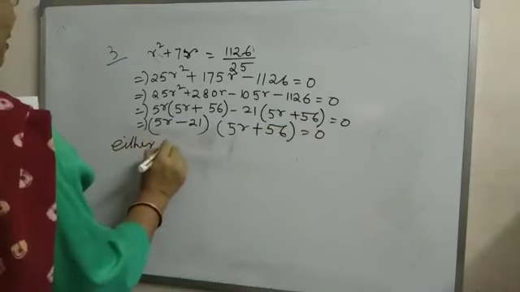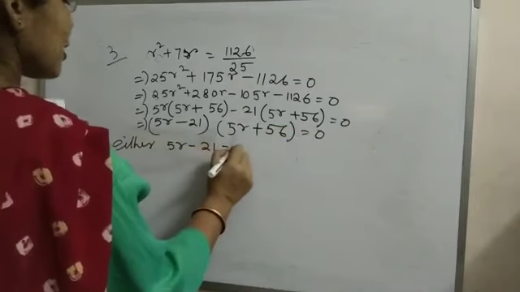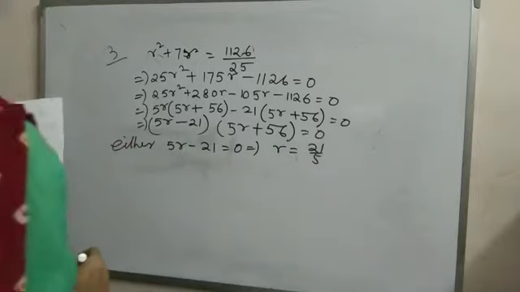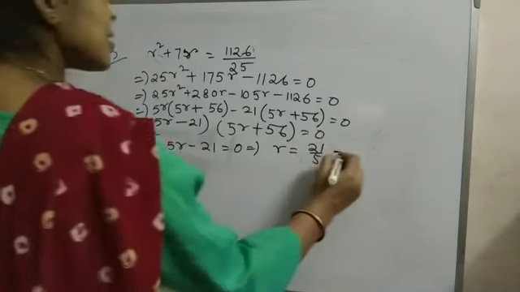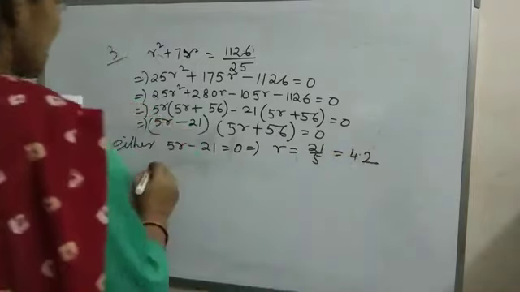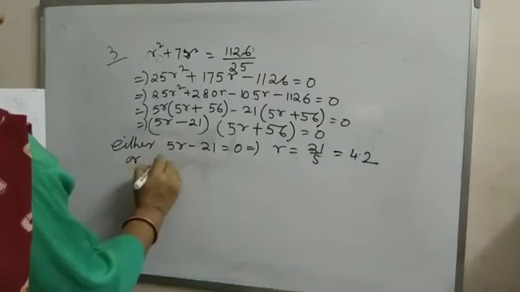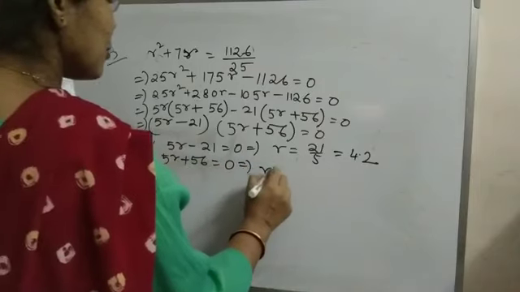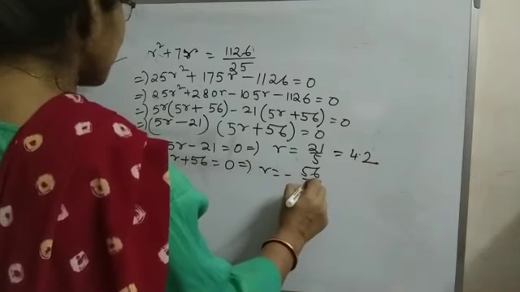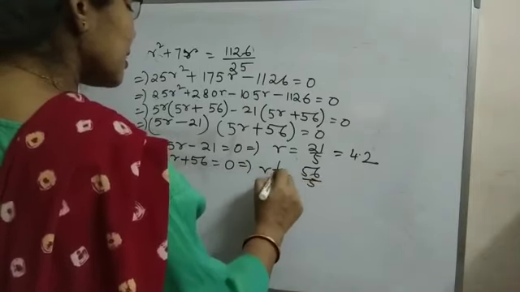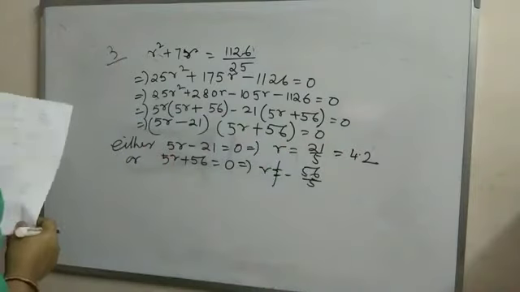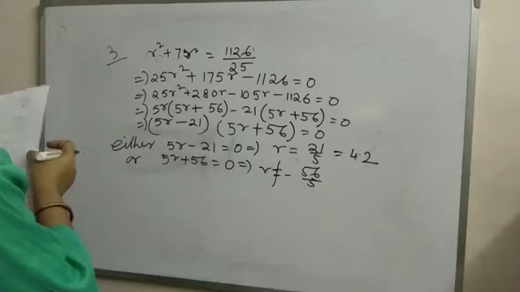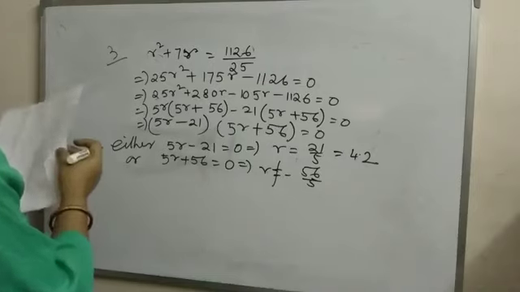Either 5 r minus 21 equal to 0, so I can write r equal to 21 by 5. This is equal to 4.2, or 5 r plus 56 equal to 0, r equal to minus 56 by 5, but r is not equal to minus 56 by 5 because r is not negative. Length of the radius cannot be negative.